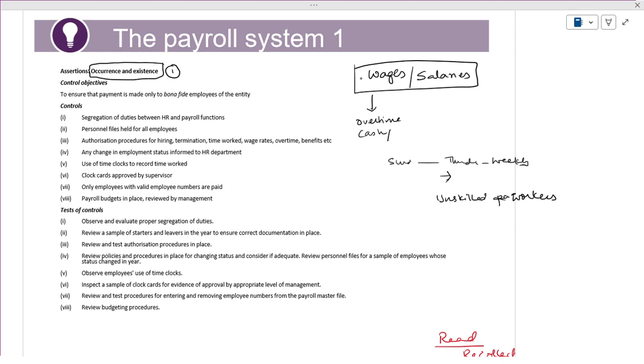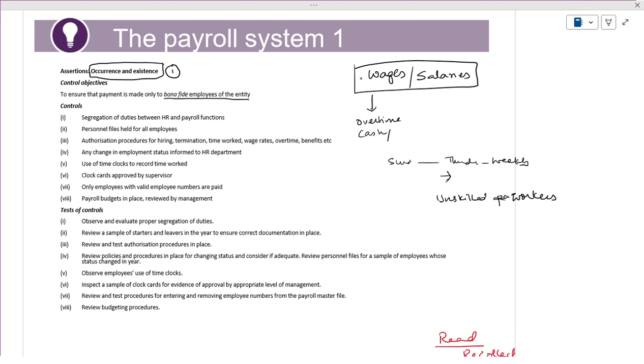Whenever we are talking about payments, it has to be made only to the registered employees of the entity. We have to make it registered. They have to be in the payroll records. What are the payroll records?